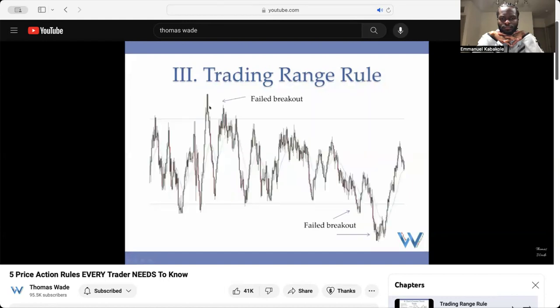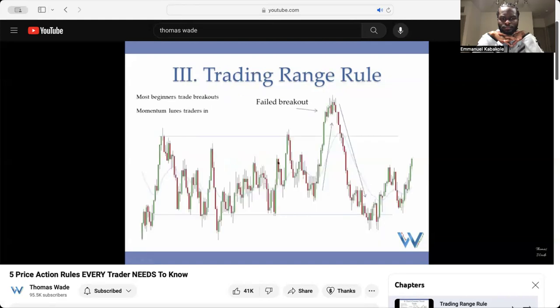Another trading range structure, a huge breakout to the upside that is looking very bullish. A lot of traders rely on momentum, but the breakout snapped back into trading range. Another breakout right here, price pulled back into range. Another breakout and price pulled back into range. Again, most breakouts of trading ranges will fail. Most beginner traders trade breakouts.